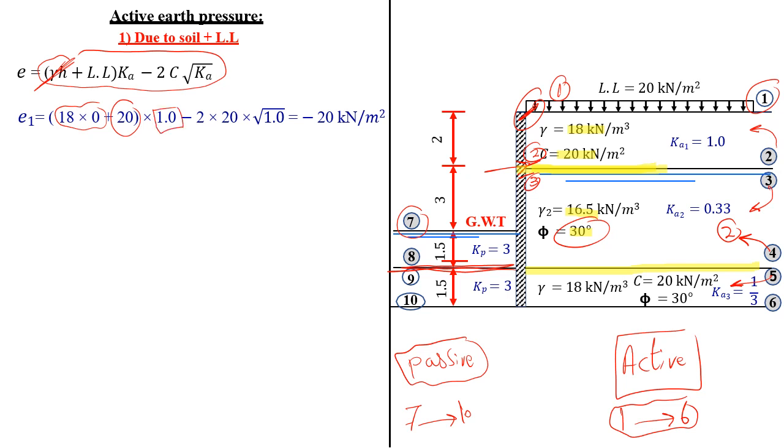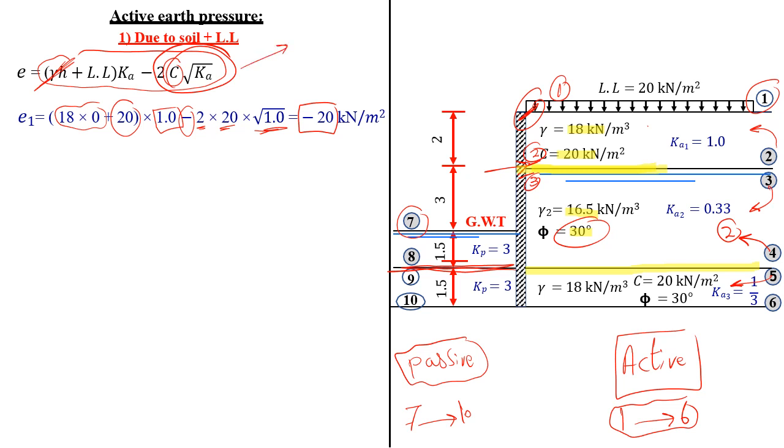K active is equal to 1 because you are in the clay layer, the uppermost soil layer, and you have a C value here. So it's minus 2 by C, which is 20, by square root of K active, which is 1. So here you have an active earth pressure of negative 20 kilonewton per meter square. And actually, yes, it's very normal to have a negative value of active earth pressure if you have a clay layer. If you have a clay layer, this term in the equation will not be equal to 0.